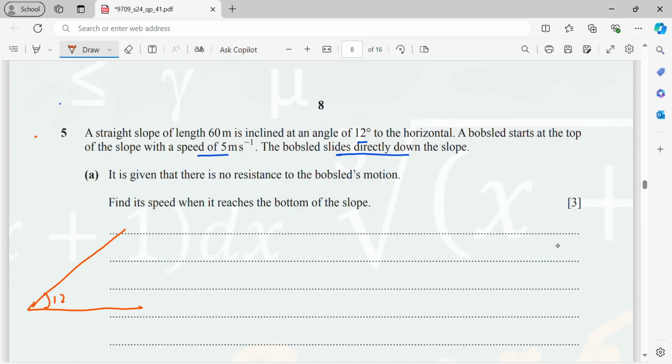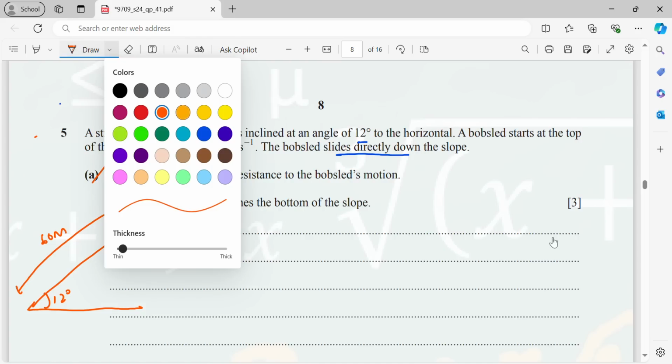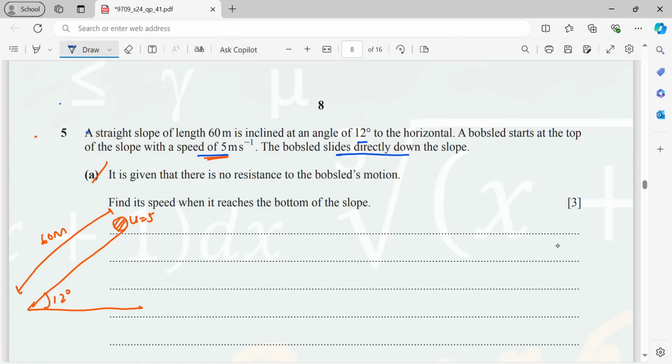Here is 12 degrees to the horizontal, and the length is 60 meters. Here is 60. Let's say u is 5, so u equals 5. Now part A is given that there is no resistance to the motion. Find the speed when it reaches the bottom of the slope.